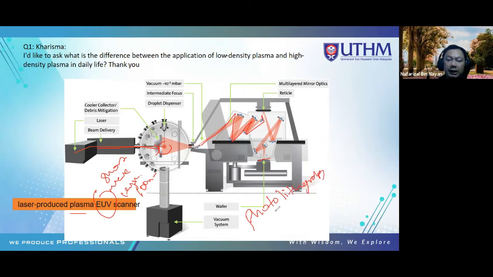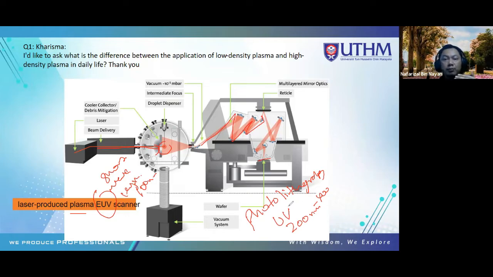For the common photolithography, we just use UV light. UV light is maybe in the range of below 400 nanometer, maybe 200-something nanometer up to 400 nanometer, right? So that is the range of current UV light.